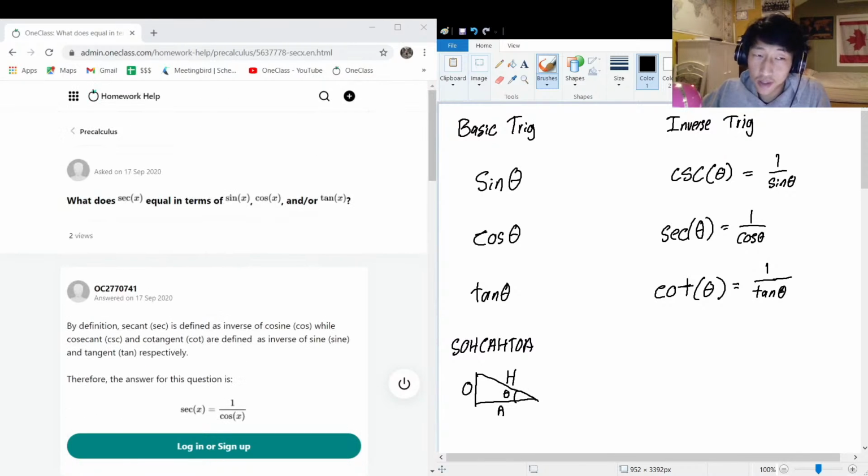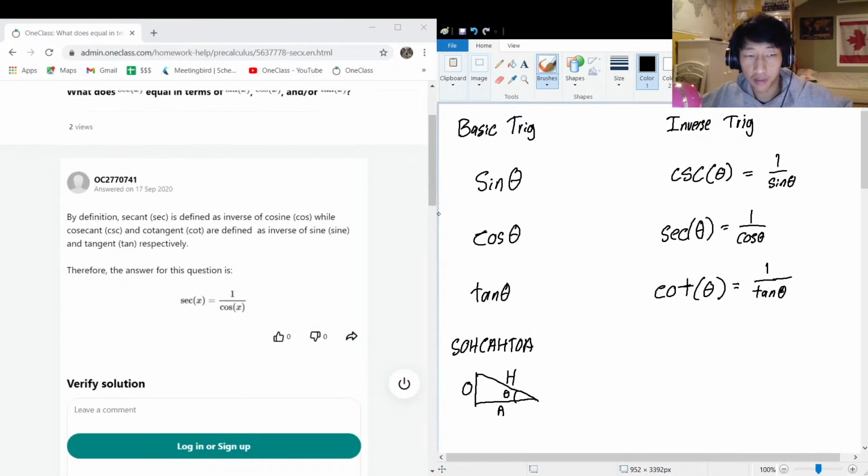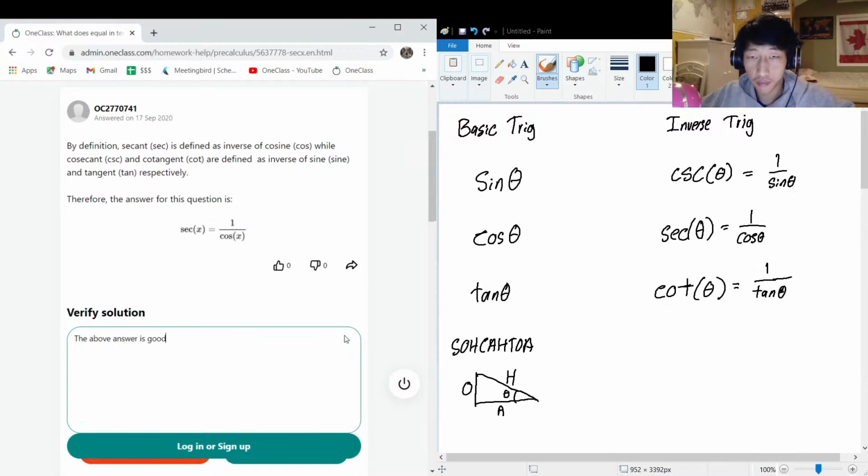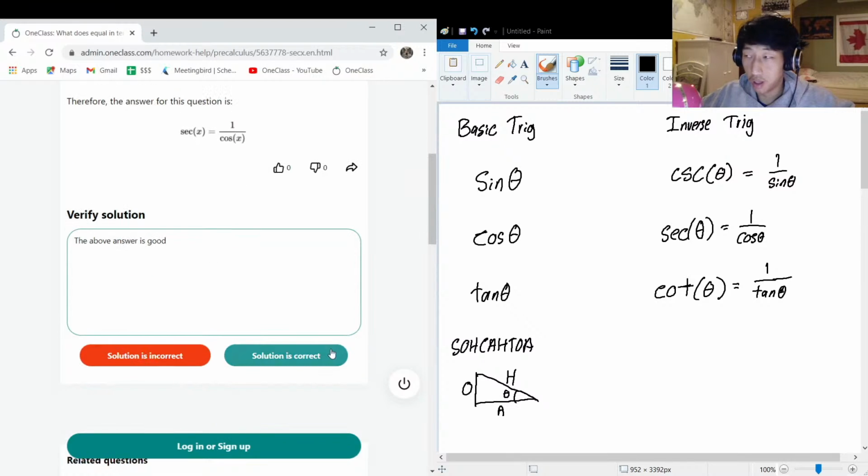So to answer this question more directly, secant corresponds to 1 over cos, and it's important to know the relationships between the basic trigonometric functions, as well as the more complex inverse trigonometric functions. Okay, so here we can mark that the above answer is good. Awesome.